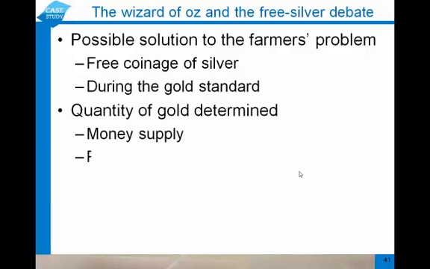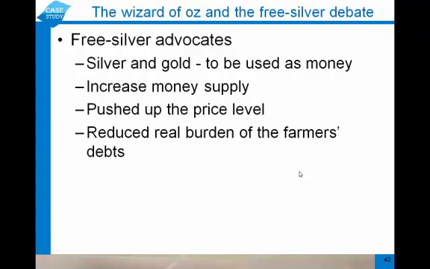And the solution that was proposed at the time was free coinage of silver. So in other words, going to a silver money. And it was during the gold standard that this was suggested. Basically, the quantity of gold determined the money supply. There was only a certain amount of gold actually available at that time in the US, so it was relatively fixed, and the price level was relatively fixed. So the free silver advocates advocated silver to be used as money, and that would increase the money supply and push up the price level, they hoped, and therefore reduce the real burden of the farmers' debts, because we know when inflation goes up, each dollar that you pay back if you borrow is worth less, not more. So that means that your real interest rate comes down.